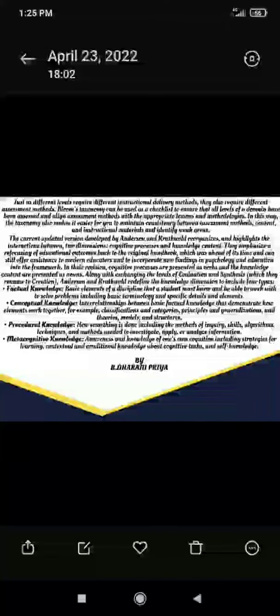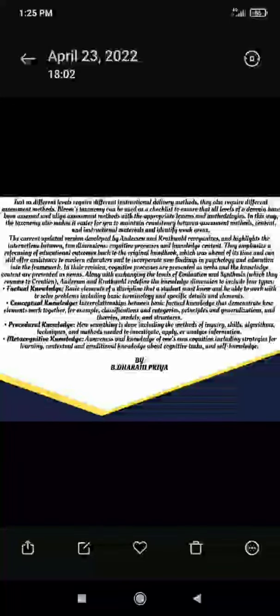The current updated version developed by Anderson and Krathwohl reorganizes and highlights the interactions between two dimensions. First one is the cognitive process and then the knowledge content. They emphasize the refocusing of education outcomes back to the original handbook, which was ahead of its time and can still offer assistance to modern educators and to incorporate new findings in psychology and education into the framework.